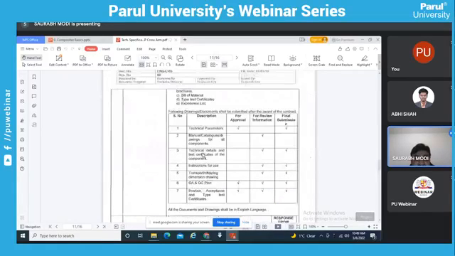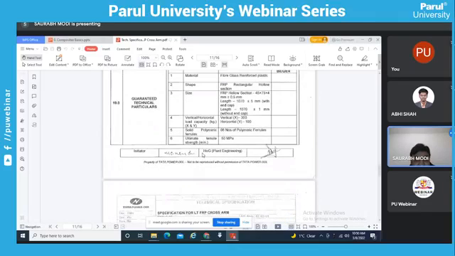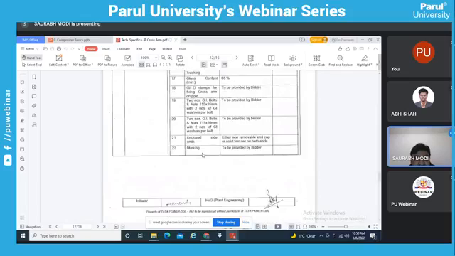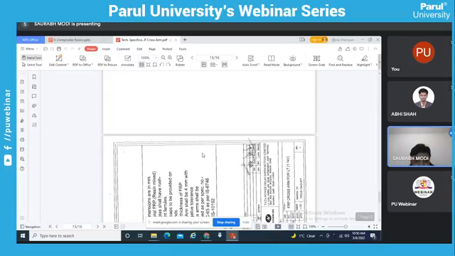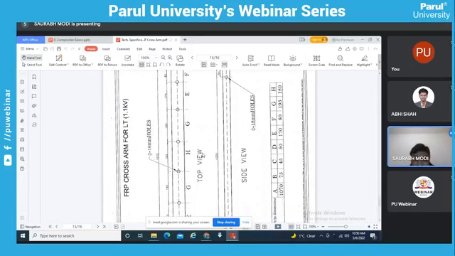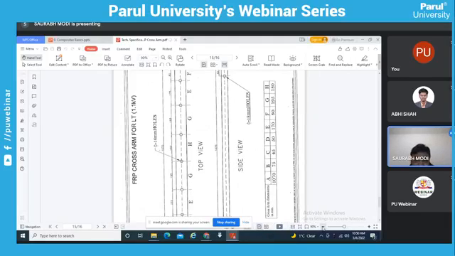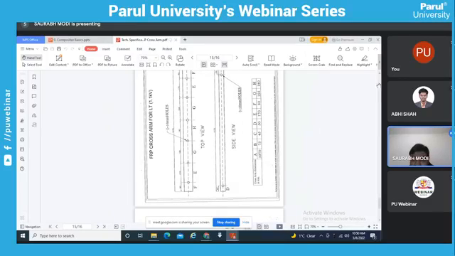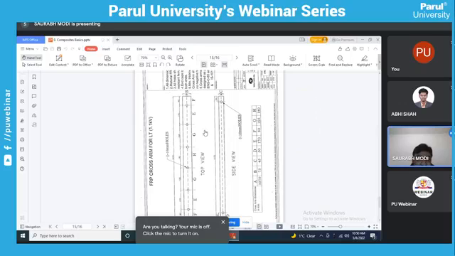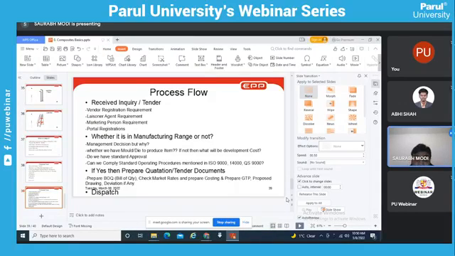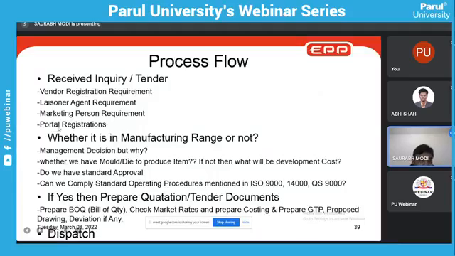Okay, so these are the other things: dispatch and inspection, delivery and guarantee, and any other things which they need. So in the inquiry they will write like this, that these are the specifications and this you need to achieve. And this is the drawing. It's again a very simple drawing which you need to manufacture, but the important thing is achieving the property only. Based on this drawing, if you don't have a die, you need to prepare the dies as well. So this is the point: whether it is in our manufacturing range or not.